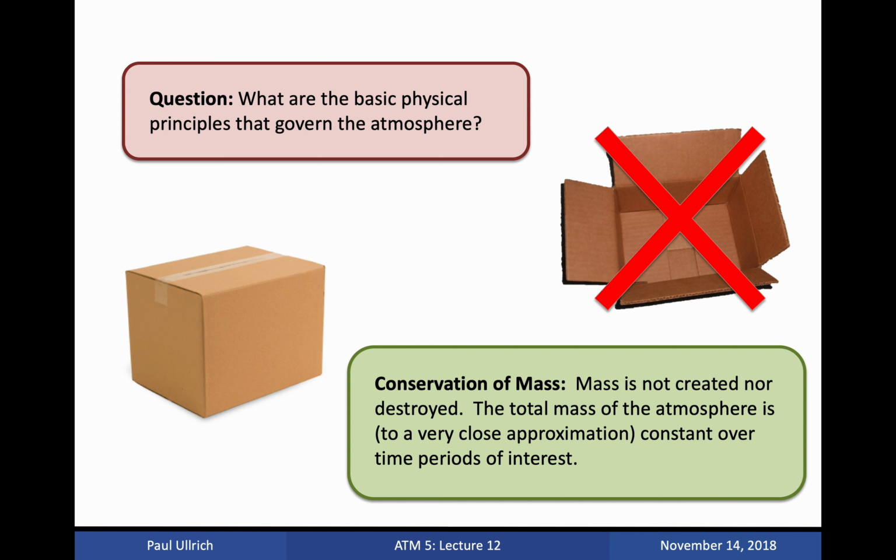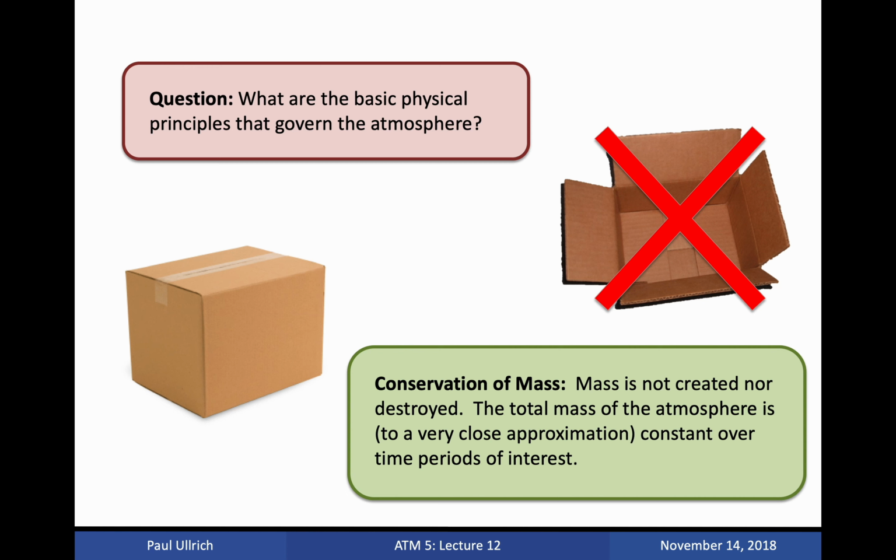Conservation of mass effectively says that in a closed system, mass is not created nor destroyed. The total mass of the atmosphere in this case is to a very close approximation constant over time periods of interest. This also means that you can't have local mass sources. That is, any mass that occurs in a particular location must have gotten there via transport from somewhere else.